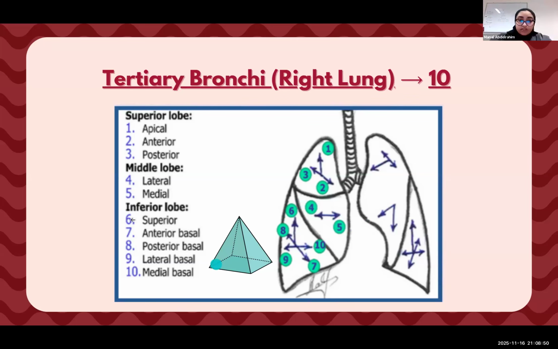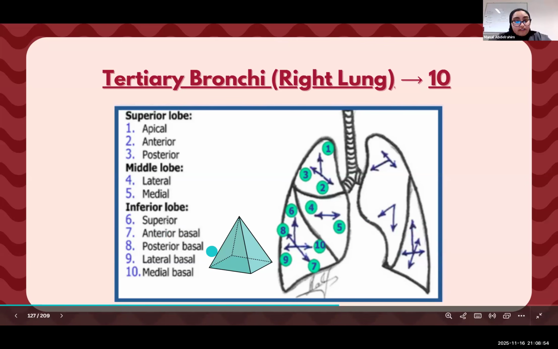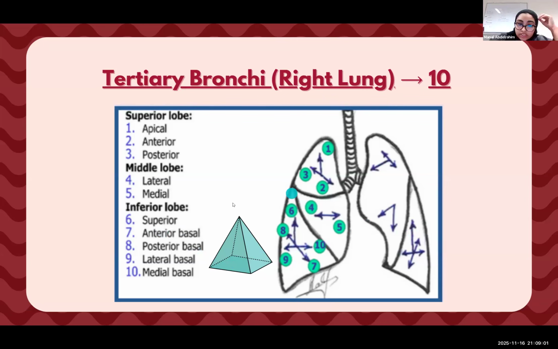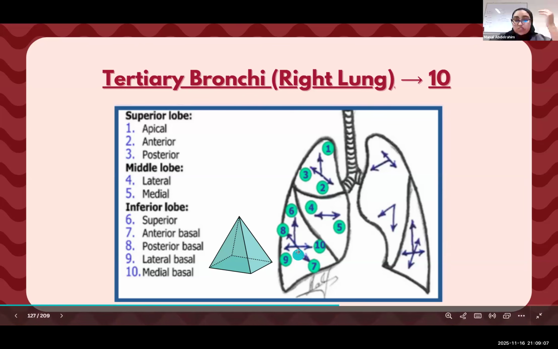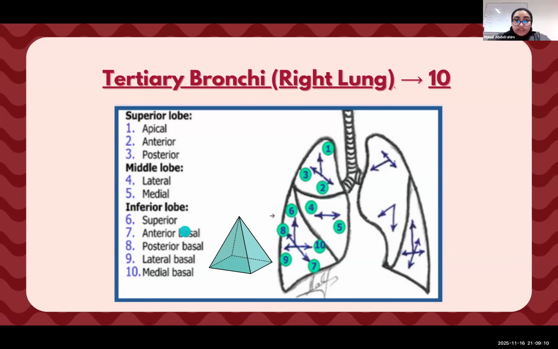For the inferior lobe, we have 5. Inferior lobe ones are going to be the same in the left. So how I remembered it is by looking at this pyramid. If you look at the arrows here, these look exactly like a pyramid. Number 6, which is going to the top, is the superior part. It's called superior. And then 7 is part of the base, but it's going to the front. So it's anterior basal. Basal means base. And then 8 goes to the back, again part of the base. So it's posterior basal. 9 and 10 are lateral and medial. So this is medial, this is lateral. Are we clear on these? Do you want me to go over any of them?